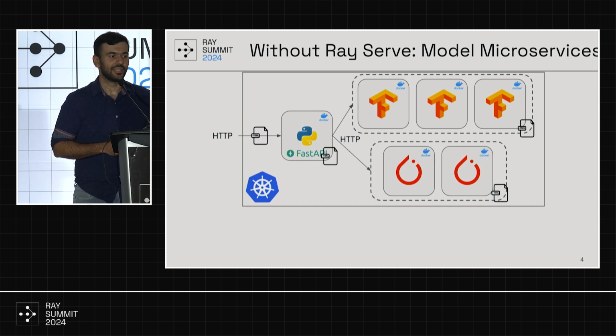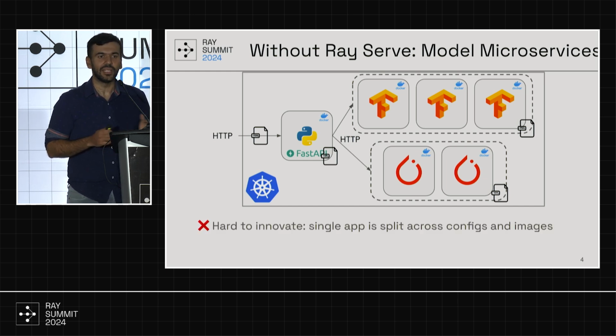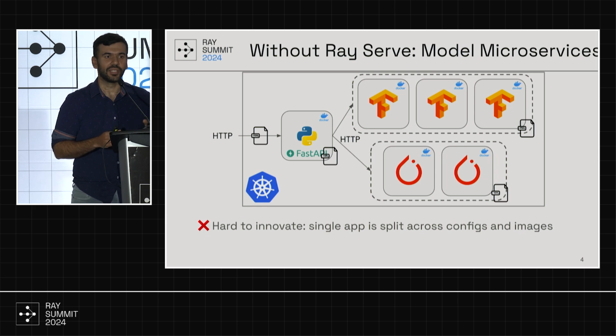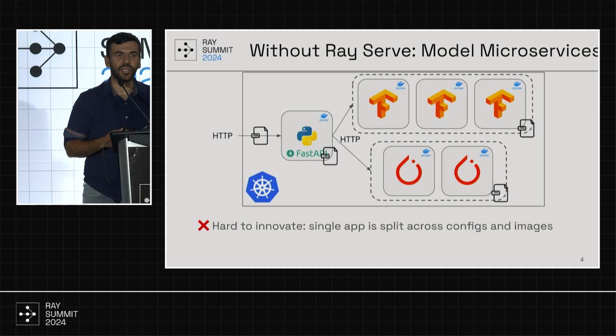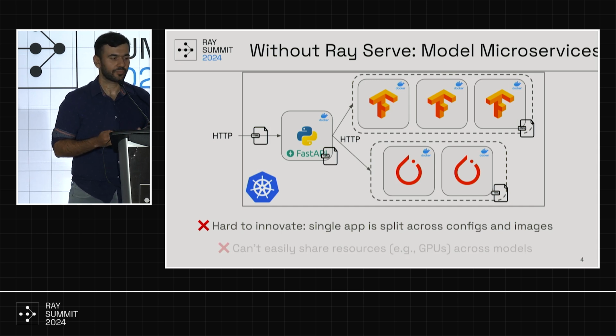A lot of you are still in this scary land where every component is its own microservice, and each of these scales independently. But there are some drawbacks to this. One, it's really hard to innovate. There's one single application that is now split across many different configs and images. You have to set up separate CI/CD pipelines and separate monitoring for each of these individual microservices. And when you're upgrading them, you have to make sure things are backwards compatible. This can really slow you down and add a lot of operational burden.